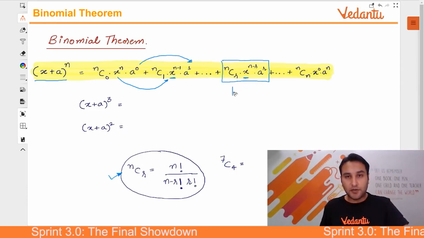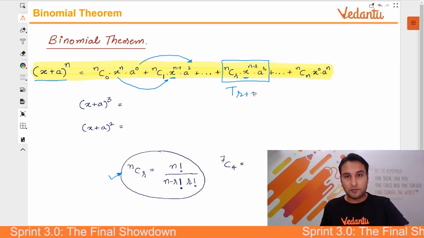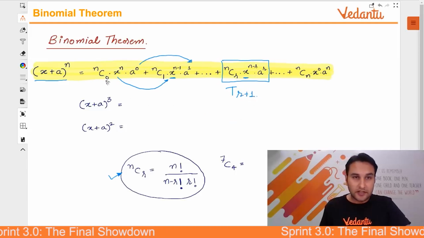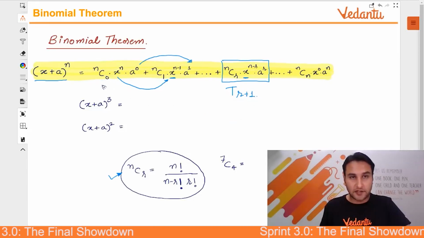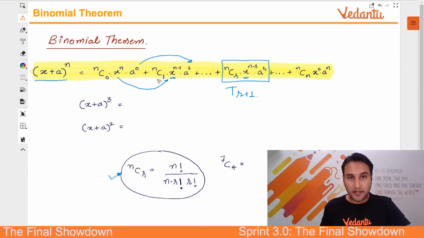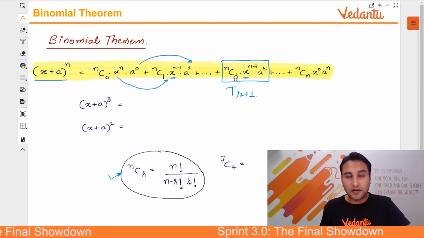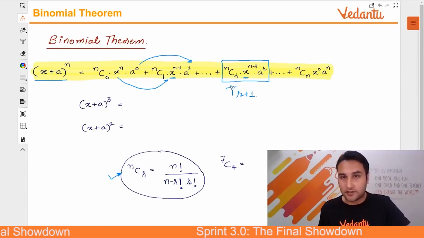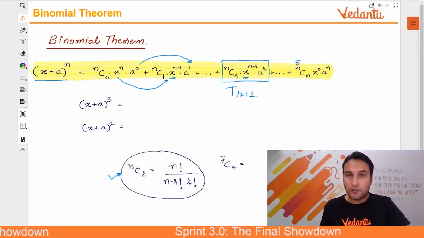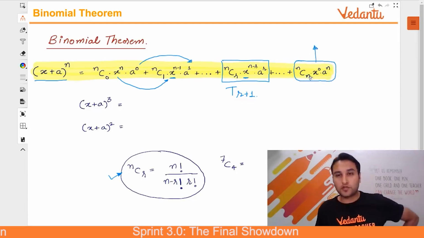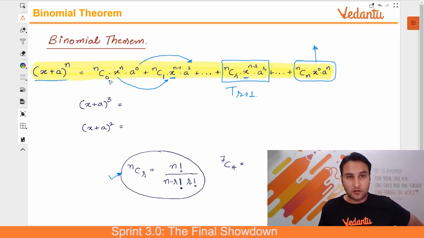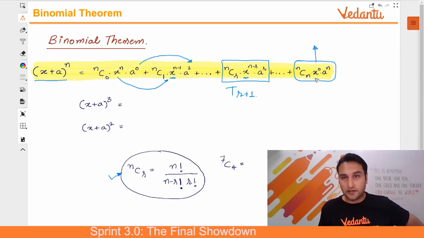We call it the r plus 1th term. When it is nC0, it is the first term, nC1 the second term, nCr the r plus 1th term, all right? And what will be the last term? First term is nC0, last term is nCn.